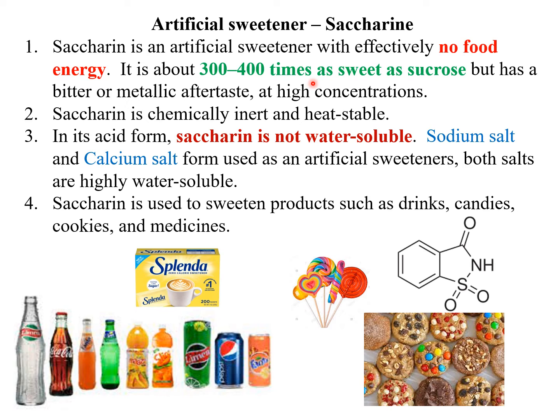But it has a bitter and metallic taste at high concentration. So normally they mix different sugars along with the saccharine and prepare various goods to mask this bitterness and metallic taste. Saccharine is a chemically inert and heat stable chemical. It is an acid form, and saccharine is water insoluble. But the salts of saccharine, like sodium and calcium, enhance the solubility.